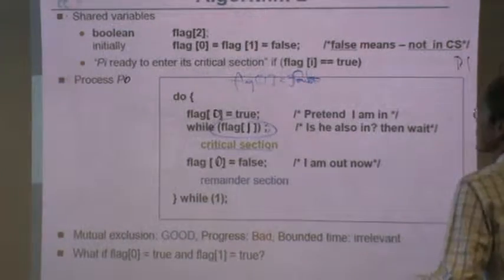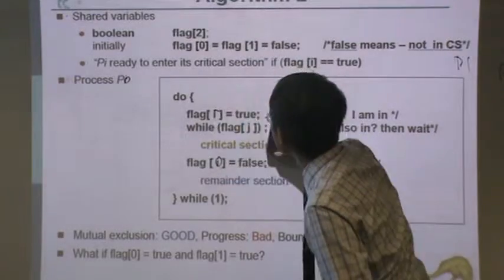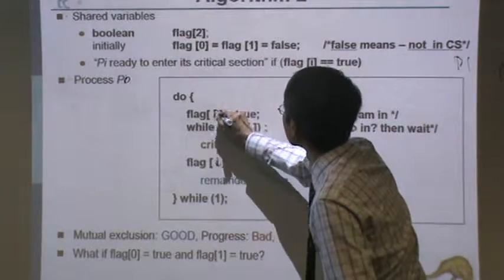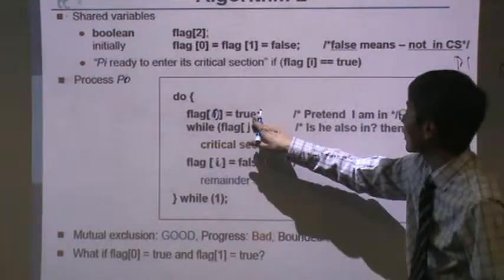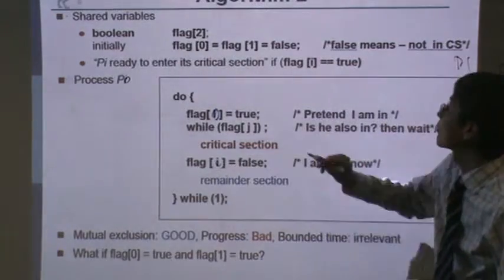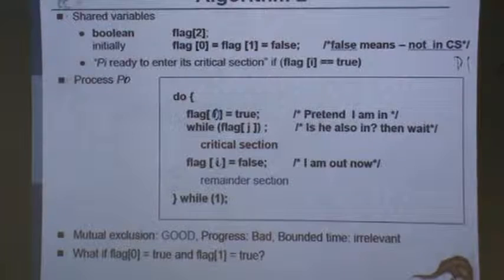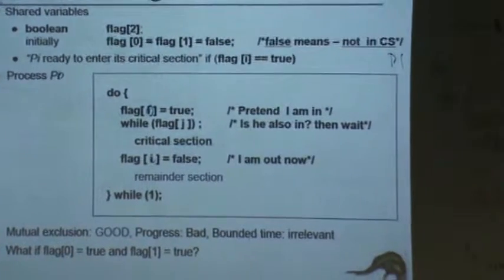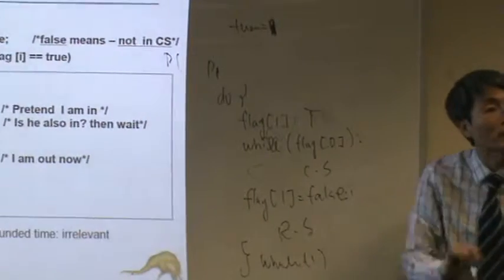Right now, process 0 is the one that gets true and enters the critical section. Right now, process 0 is in the critical section. Then process 1 would like to access the critical section. That causes the race condition.